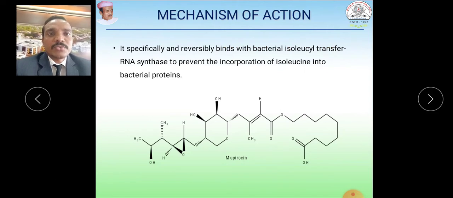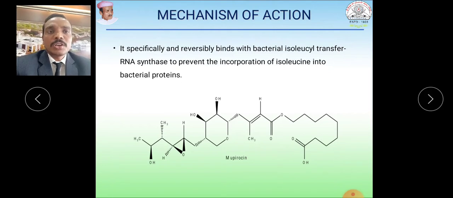This is the structure for mupirocin. It acts by binding reversibly with the bacterial isoleucyl tRNA synthetase and prevents the incorporation of isoleucine into the bacterial proteins. This is the mode of action for mupirocin.